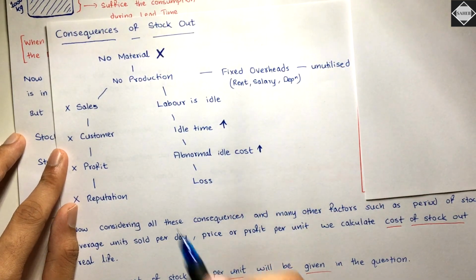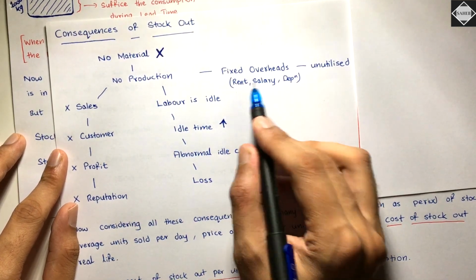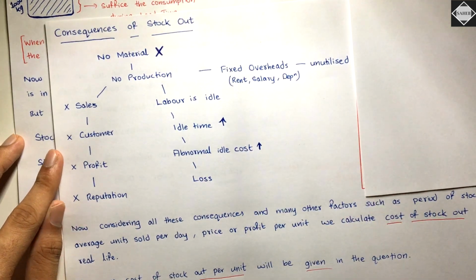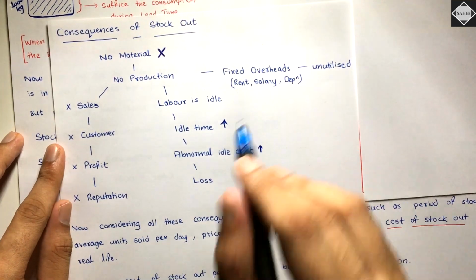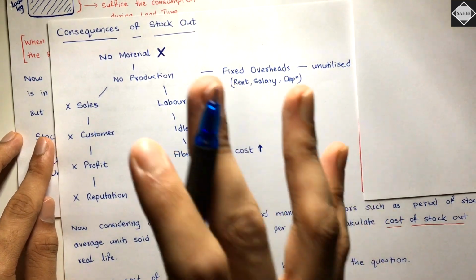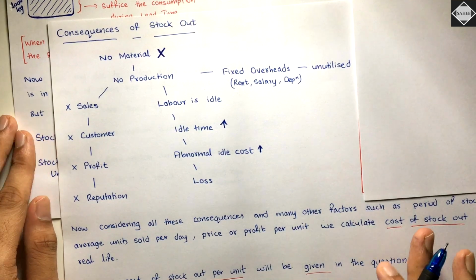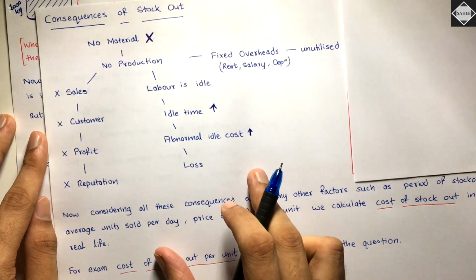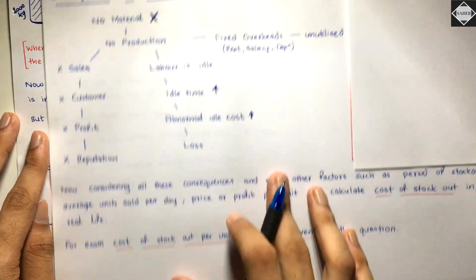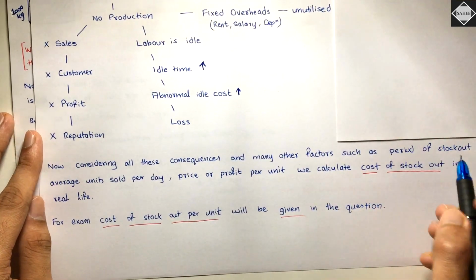And then if there is no production, what will happen? Fixed overheads such as rent, salary, depreciation, insurance, all these costs will go unutilized, because production is not happening. So these are the consequences of stock out. So what the organization does is, whenever there is a stock out, they calculate the cost of the stock out.